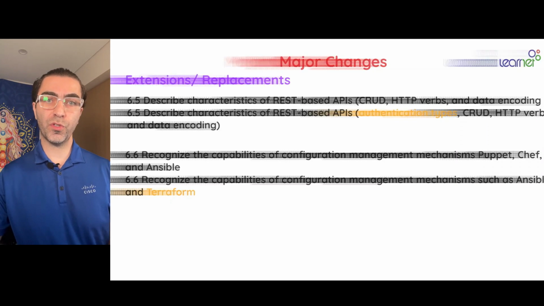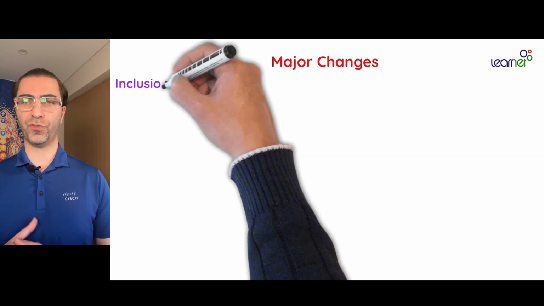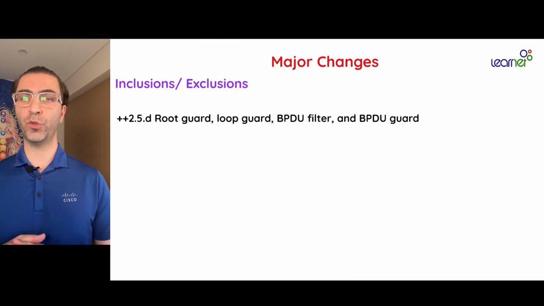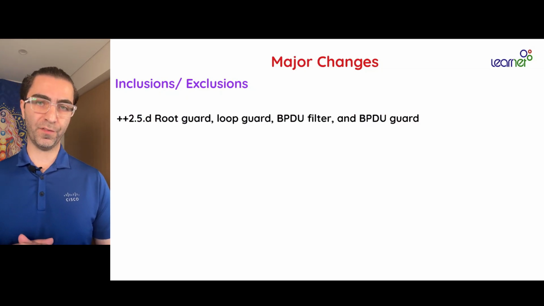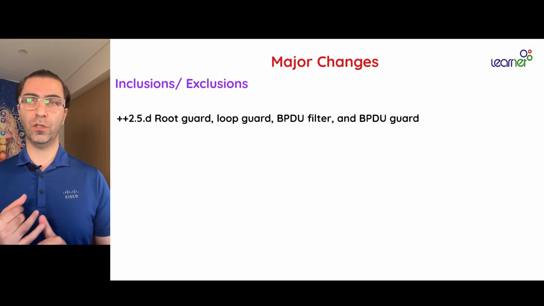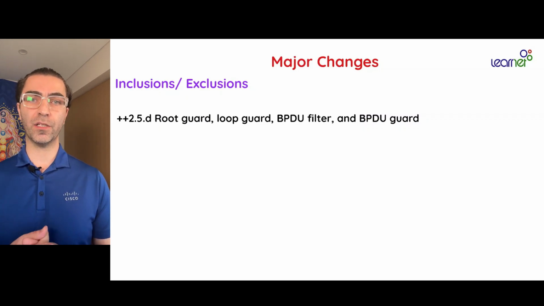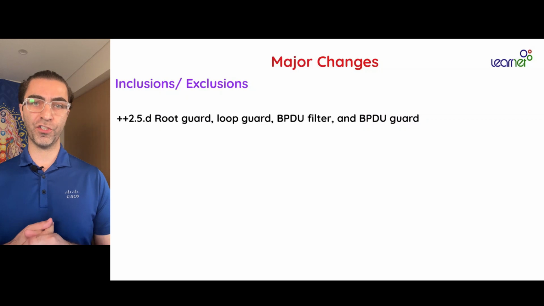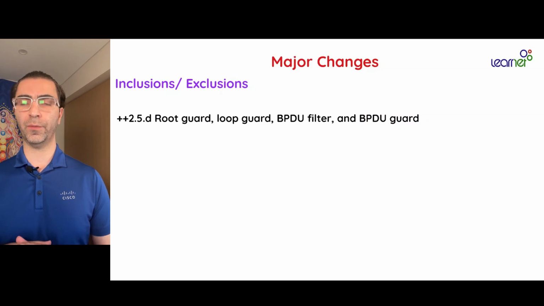This part is the most important part, and I called it inclusions and exclusions. What has been included? 2.5d. It's a new topic, which is about Rapid PVST+ again. These topics were not in the 1.0. So root guard, loop guard, BPDU filter, and BPDU guard, which are all spanning tree protocol security features, have been added to the list, and you need to know how these technologies work.